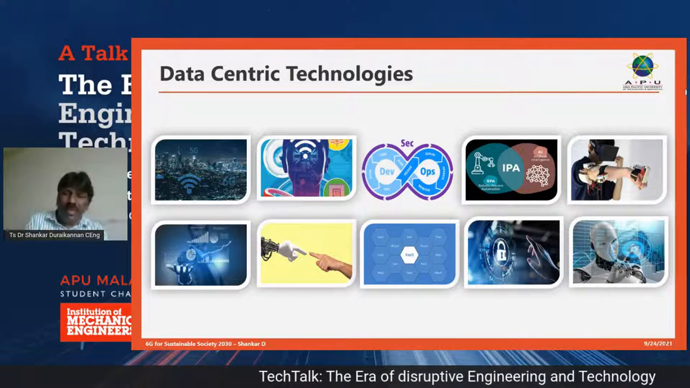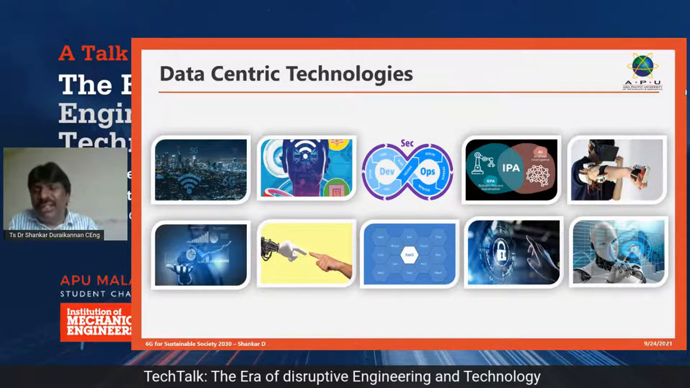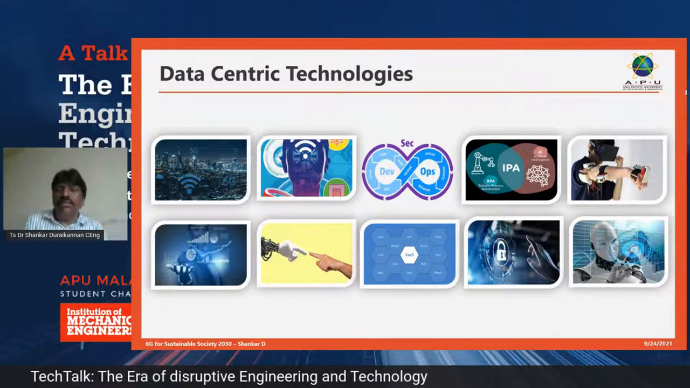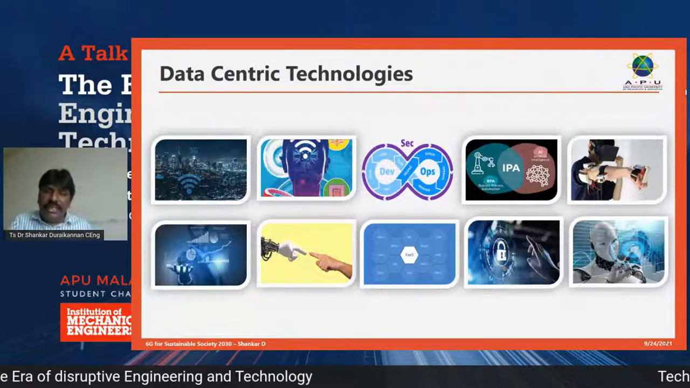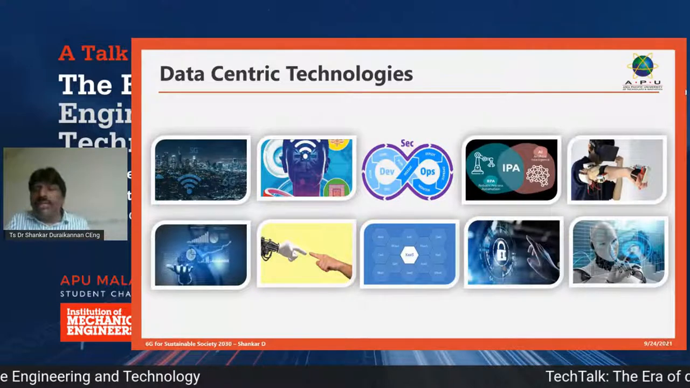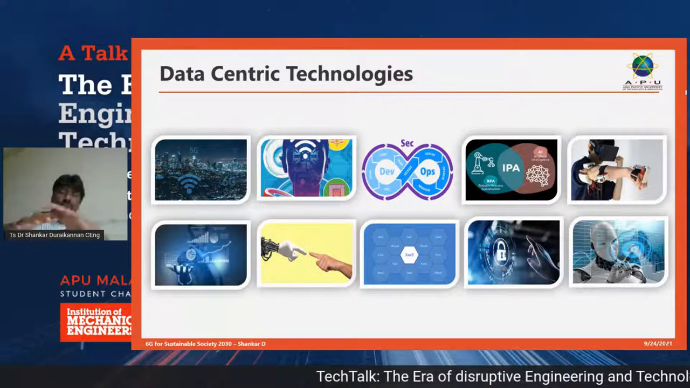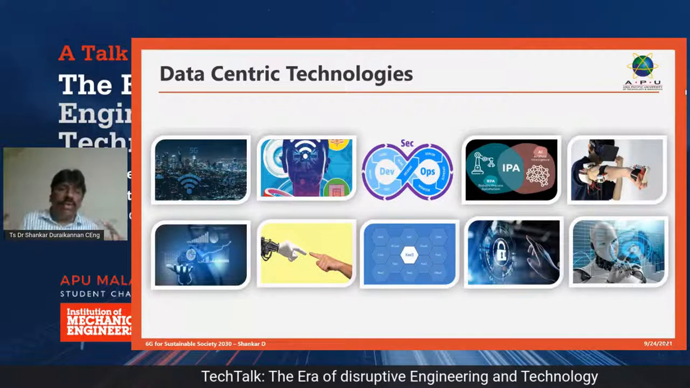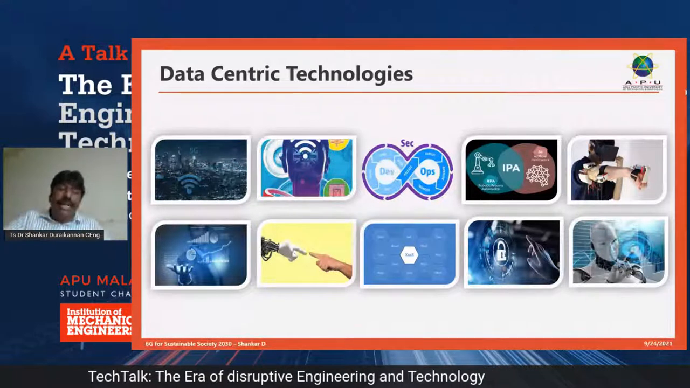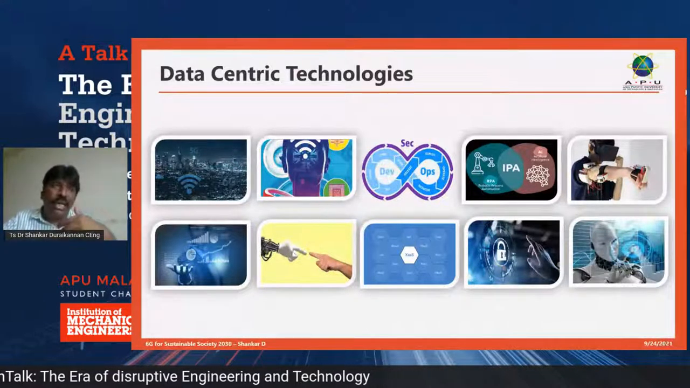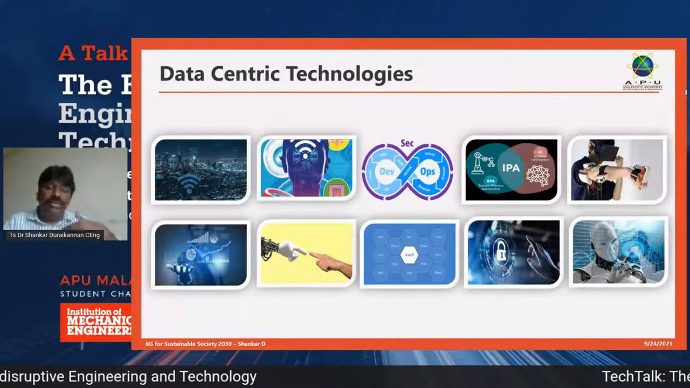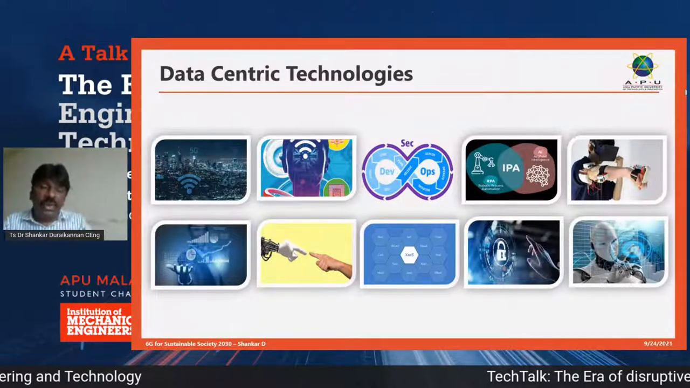Automation or autonomous process, IAP, intelligent autonomous process. It is the fusion of artificial intelligence and robotics, right? Whenever I say artificial intelligence, a huge amount of data is required, and the data has to be processed, and the interpretation of the data has to be fed back as information to the systems, right?